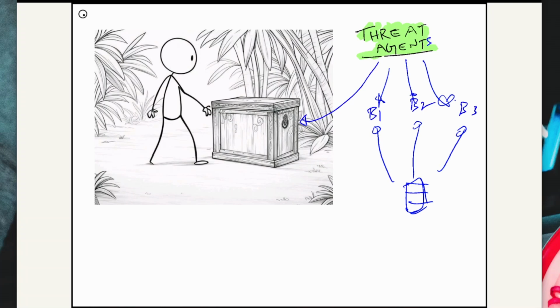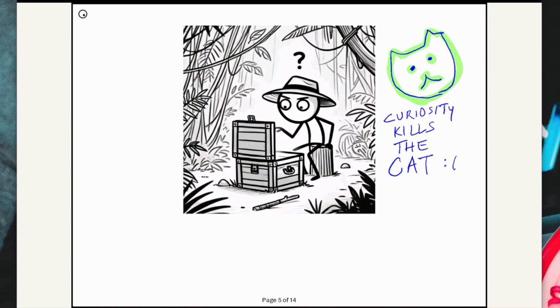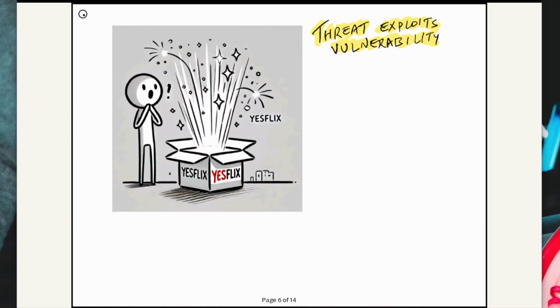Now, Dave goes near the box and he is curious, but you know that curiosity always kills the cat, right? But he opens it anyway, and then what happened? The magic is revealed. It's YESFLIX, his vulnerability. There are so many binge-worthy shows and movies. One of his favorite TV shows is Friends, and he couldn't resist the temptation, and he falls for it.